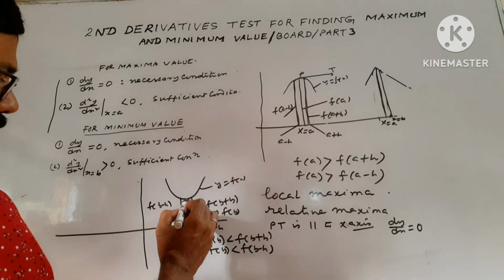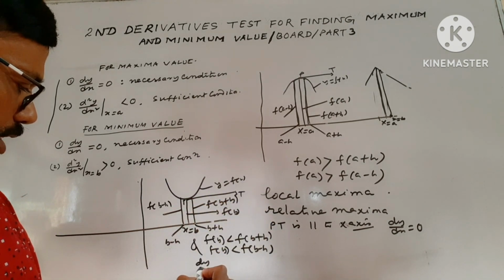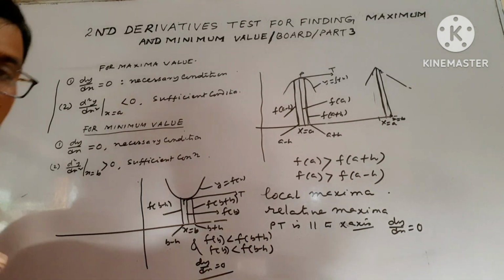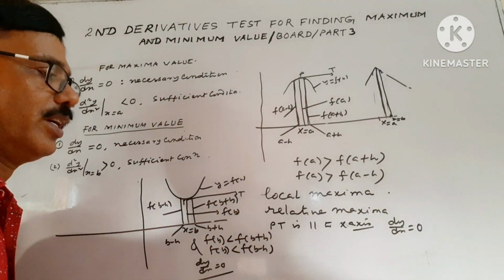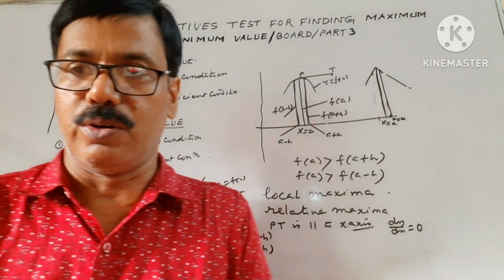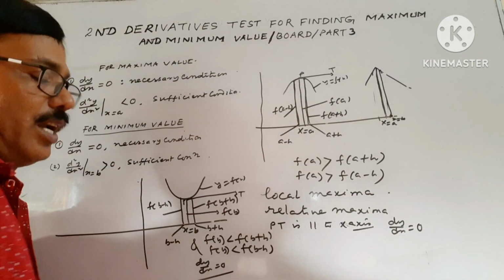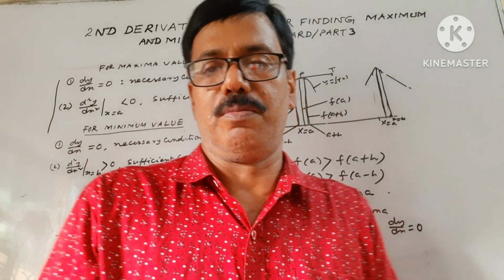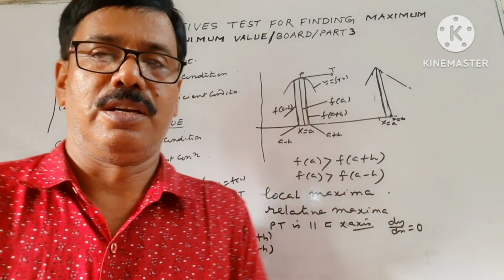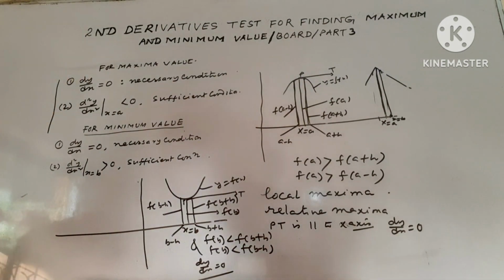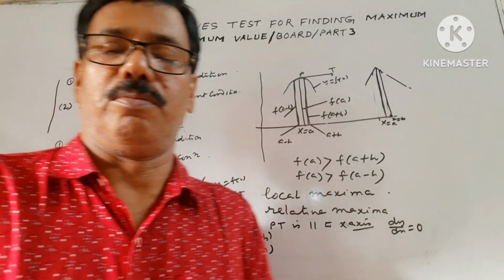So at x equals to b, tangent is parallel to x-axis. So dy/dx equals to 0. In both cases, we are getting dy/dx equals to 0. So that is why dy/dx equals to 0 is called necessary condition for extreme value. Extreme value means maximum or minimum. So we need one more condition to check whether the value is maximum or minimum.